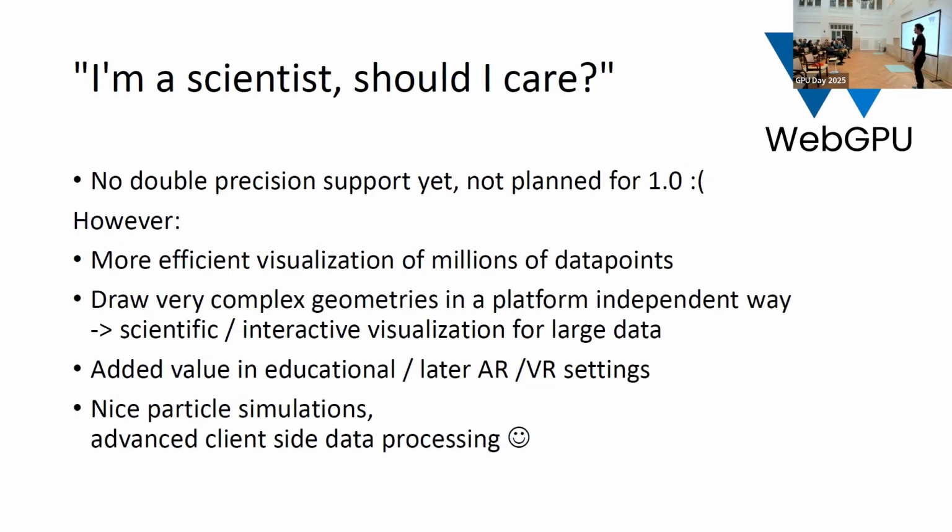If you're a scientist, you could also ask, why should I care about it? And if it is good for your application in some sense. And one big minus is that currently there is no double precision support, and it's not planned for the initial version. There is a popular request for that, so later it might be considered, hopefully. Of course, there are devices out there that might not support double precision, so you might not be able to run very precise simulations there.